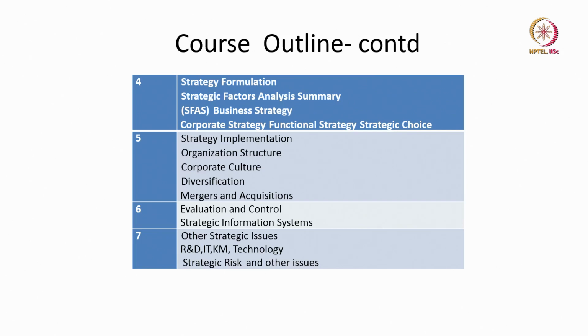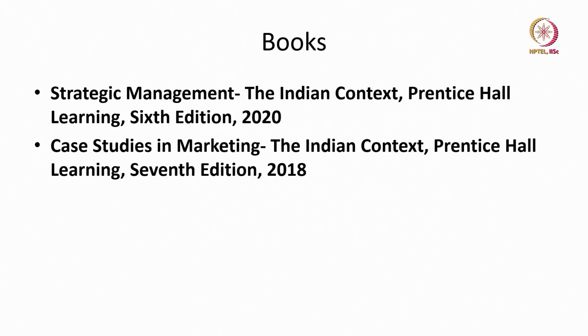The books suggested for this course are the 2 written by me. One is on strategic management, the Indian context. Prentice Hall has published this book. It is in the 6th edition, and has come out in the year 2020. I strongly suggest that you purchase this book. Prentice Hall has been kind enough to bring out this book with the help of the Government of India in the Eastern Economy edition, and it is priced very reasonably, can be afforded by almost all of you.